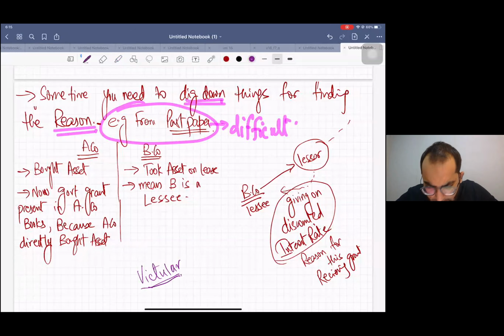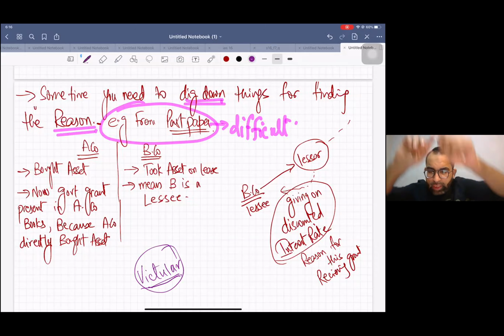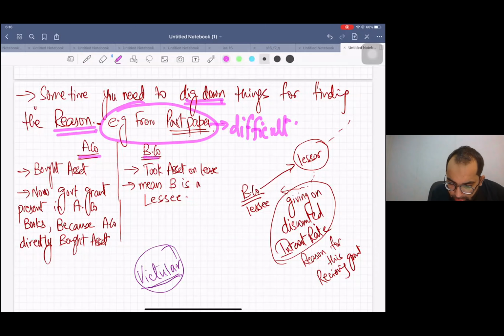This is a very old question, I think 10 or 12 years old. I don't know if this is in the kit right now or not. There were two companies in the question. Listen, you will learn something new. There were two companies, A company and B company.